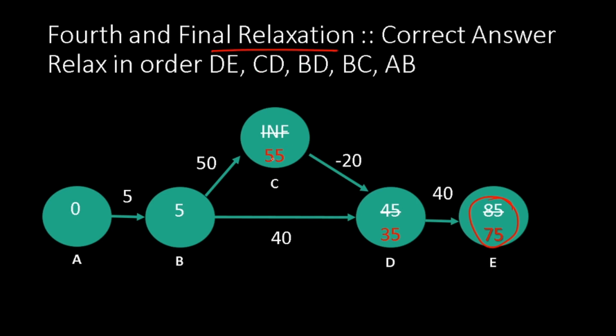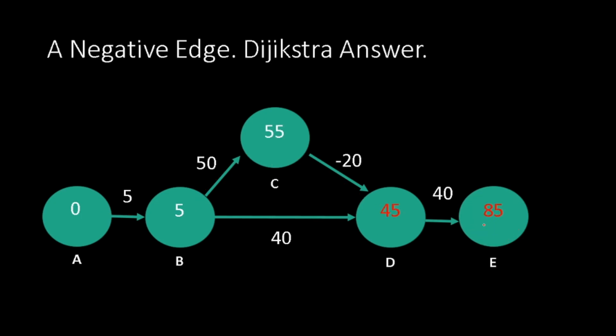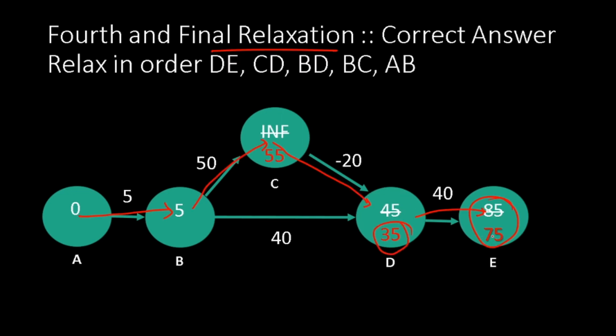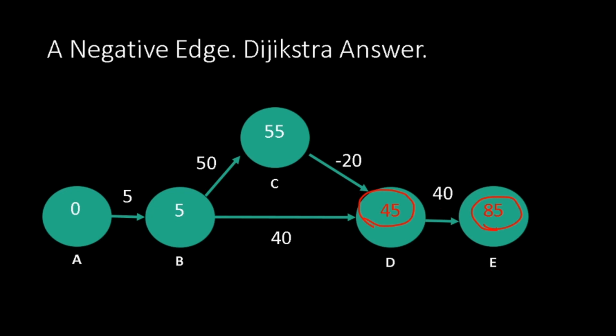See, it is the correct answer. If you are looking at distance AE, the best way to do it is go from A to B, 5, B to C, 55, C to D, 35, and D to E, 75. That's the correct path. And what did Dijkstra's tell you? Dijkstra's gave you the answer as 85 and it gave the answer for D as 45. Clearly our dynamic programming approach is better. We got the correct answer. So with a negative edge, Dijkstra fails. Dynamic programming, that is Bellman-Ford, wins.